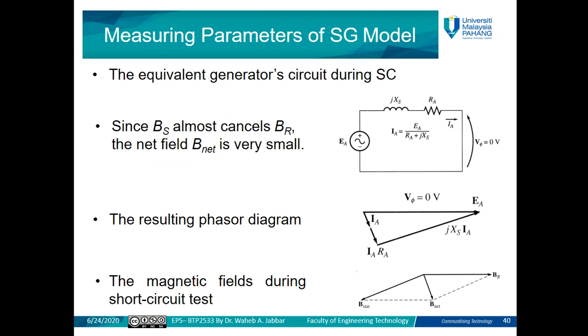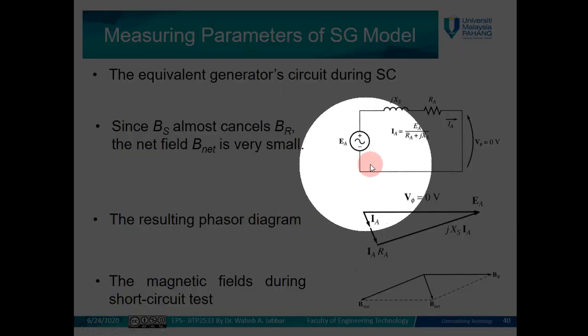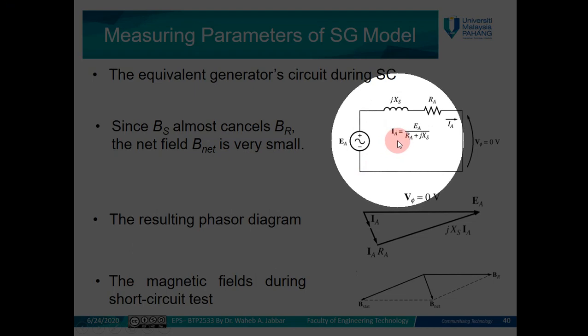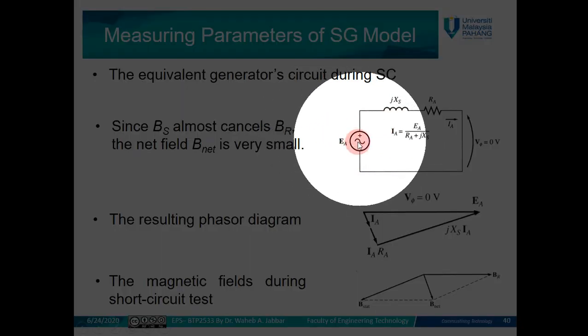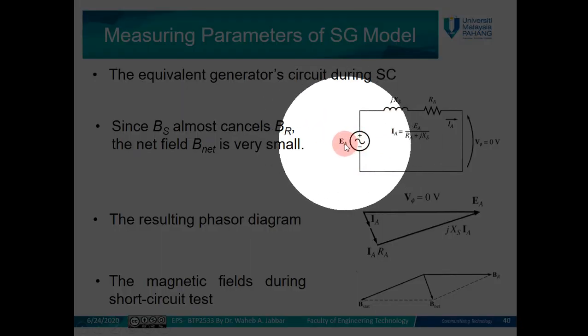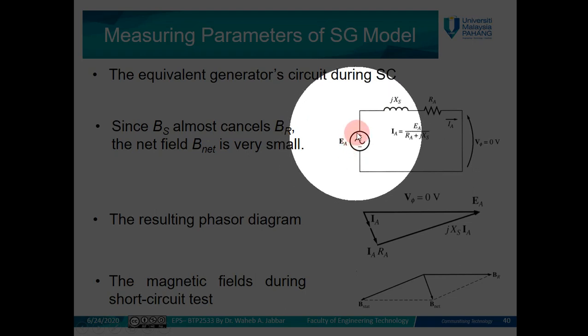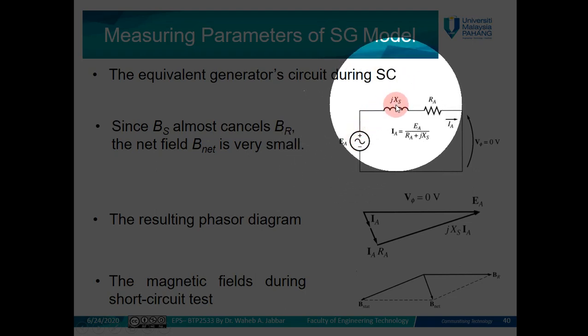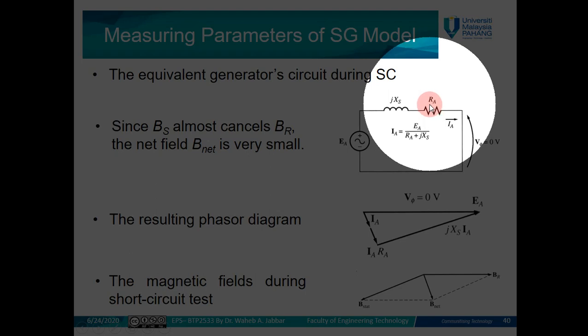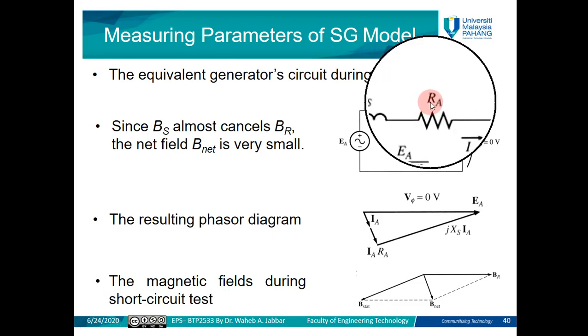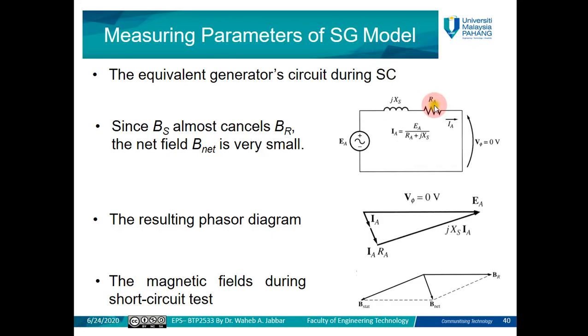As we can see here, this is the equivalent circuit that we saw before for the synchronous generator. The equivalent circuit consists of the internal or armature voltage, and the synchronous reactance, in addition to the armature winding resistance, or RA.